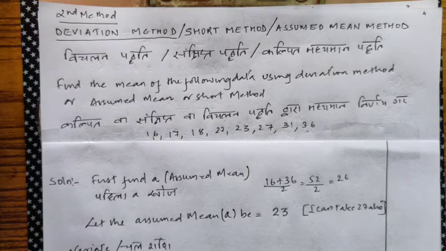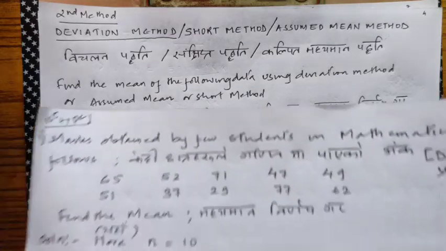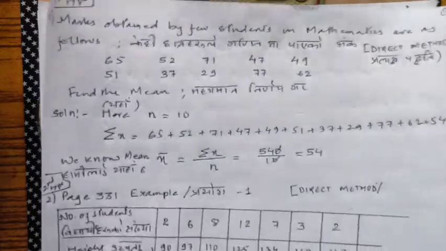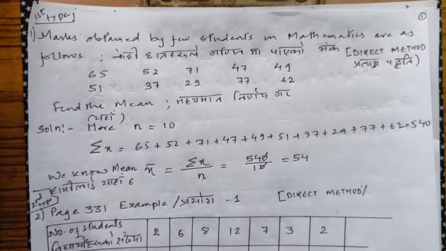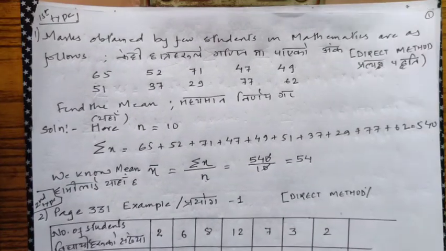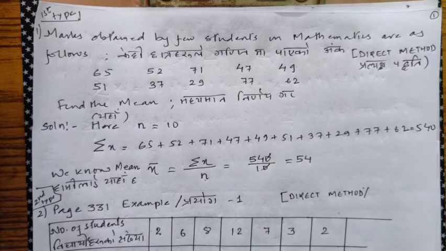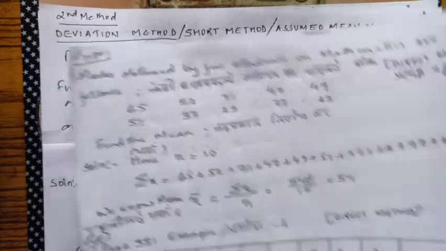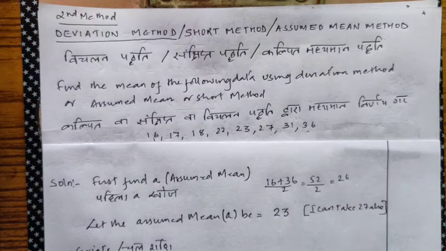Remember, if our raw data was given and if the question would not say anything, then this is the easiest thing that you would do. And number of observation 10. Remember, by direct method, very easy. Summation x by n. Add all this by number of observation. But here it says by using deviation method, so we have to be very careful.